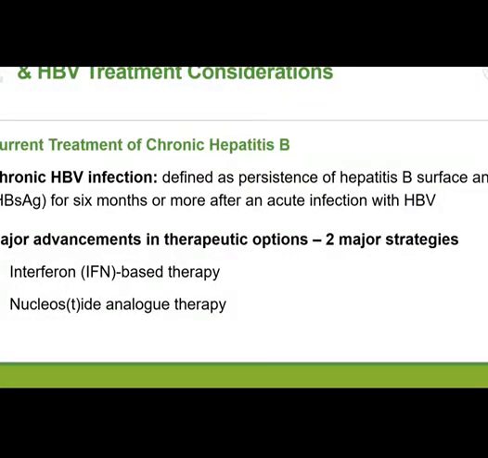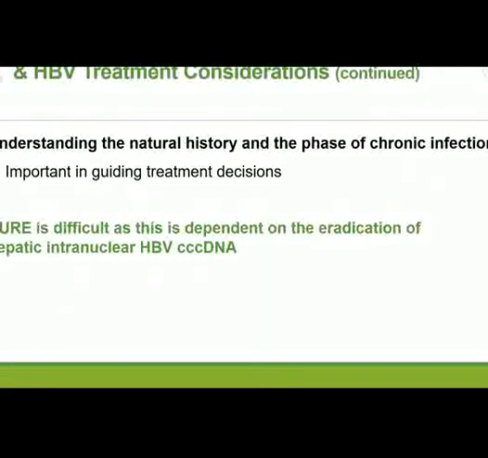So the current treatment of chronic hepatitis: chronic hepatitis B is defined as the persistence of hepatitis B surface antigen for greater than 6 months, and in terms of major advancement in therapeutic options, we have two options, that is interferon or nucleoside and nucleotide analog therapy. Understanding the natural history and the phase of chronic infection is important in guiding the treatment. Cure is difficult, as it is dependent on the eradication of the hepatic intracellular hepatitis B virus cccDNA.